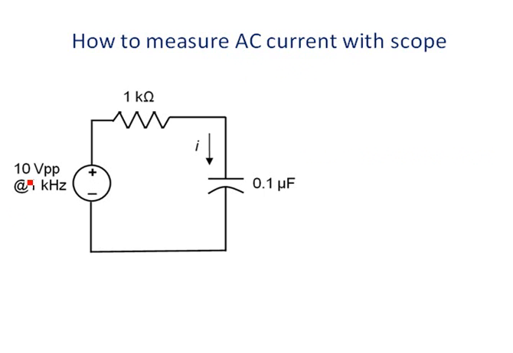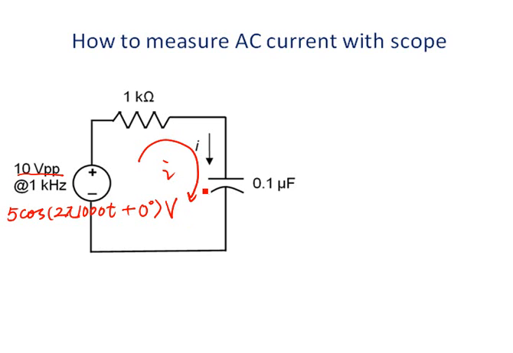So if we want to write it as a cosine function, the peak to peak value is 10, so the peak value should be 10 divided by 2, that is 5. 5 cosine 2 pi times 1000 t plus 0 degrees. Our target is to measure the AC current. Firstly, let's try to calculate the current theoretically.